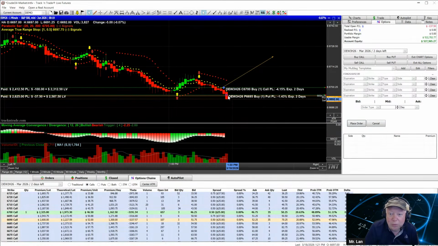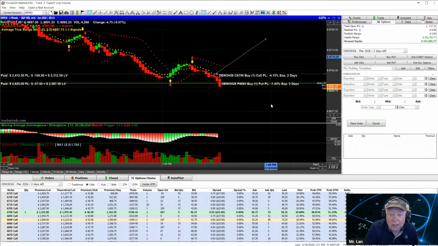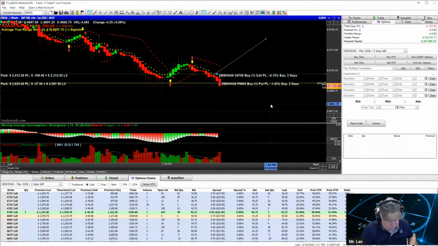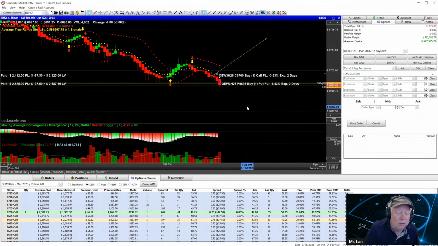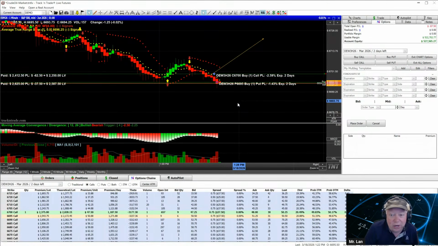Okay, so now we got a put, makes money on the market down. We got a call, makes money on the market up. So we got one of each. This is called a straddle. This is a strangle. Okay, so our market's actually trying to turn around and go back up.